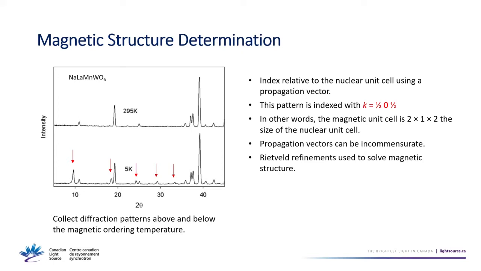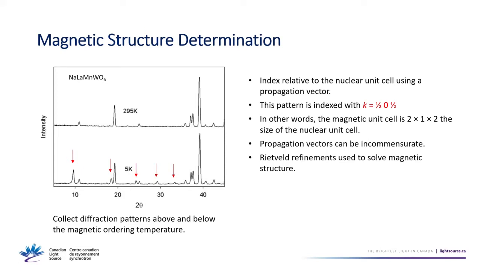And sometimes, depending on the structure, you can also have additional intensity on top of some of the nuclear peaks as well. You can see how these peaks fall off quite quickly. Like in this pattern, they're basically gone by about 30. You only see a couple of them. And from this, what you can do is index them with a propagation vector and determine what the magnetic unit cell is in terms of the crystallographic one. So in this case, you get a k vector of (1/2, 0, 1/2), which basically means that the a and c axes are doubled in the magnetic structure compared to the nuclear structure.